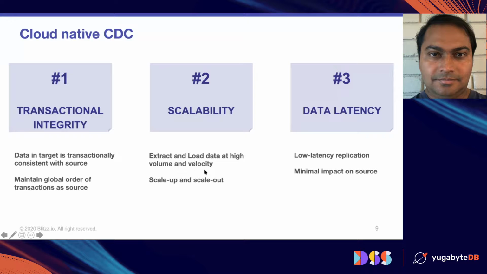Scalability is very, very important, because a modern distributed database gives you the ability to absorb and ingest a lot of data at high volume. So naturally, the CDC solution should also be able to extract and load data at high volume and velocity. And any modern solution should be able to scale up and scale out, especially for cloud-based deployments. Auto scaling is a necessary feature that every cloud native product should have.